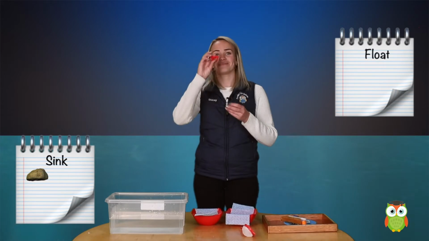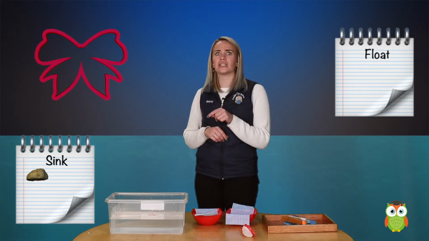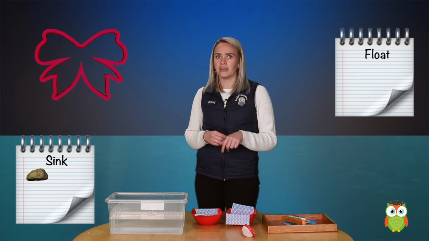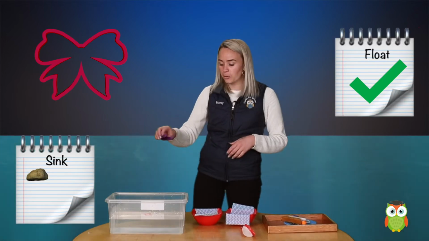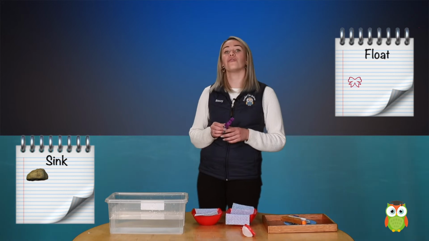Let's have a look at another item. Now we can see that this one is not on the bottom of the container. But what does this mean? It means it floats. So we can take this item with the tweezer and put it into the floating bowl.